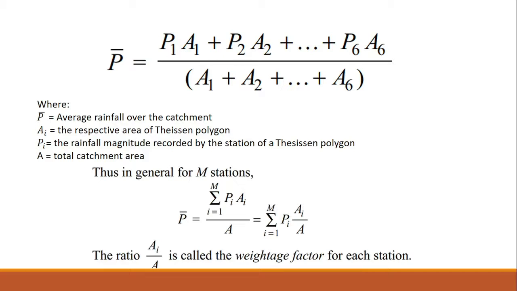where P bar is equal to the average rainfall over the catchment, A sub i is the respective area of the Thiessen polygon, P sub i is the rainfall magnitude recorded by the station of a Thiessen polygon, and A is the total catchment area. The ratio A sub i all over A is called the weightage factor for each station.